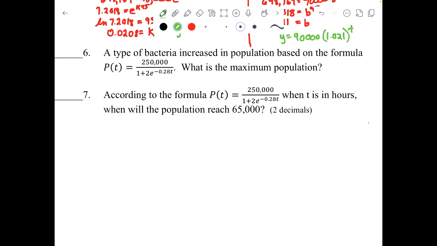Number 6. A type of bacteria is increased in population based on the formula. What is the maximum population? The maximum population is going to be the number right on top. For number 7, according to the formula, when t is in hours, when will the population reach 65,000? So I'm going to start off by setting this equal to my 65,000.